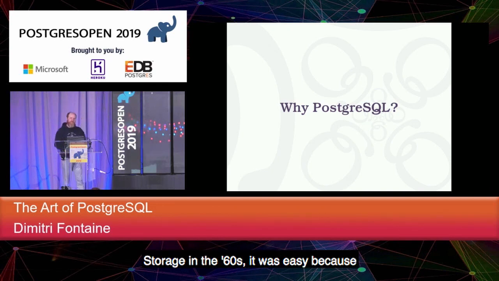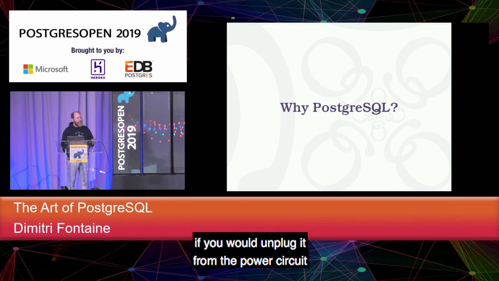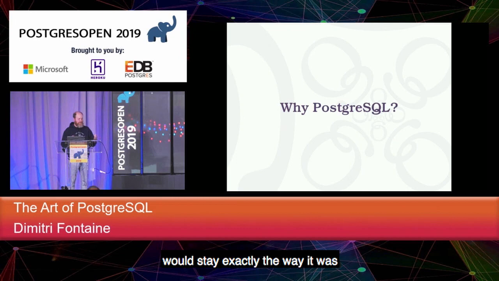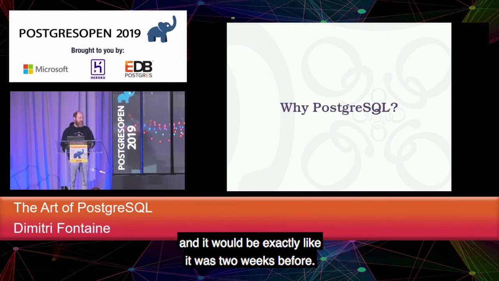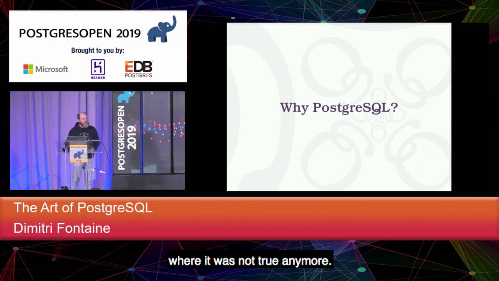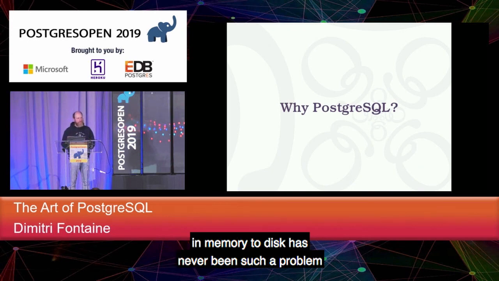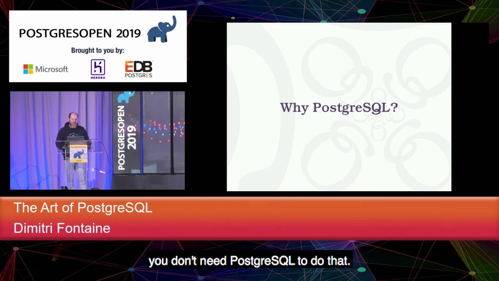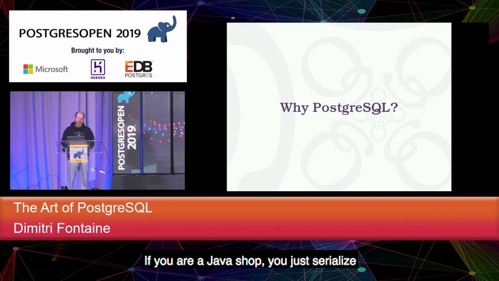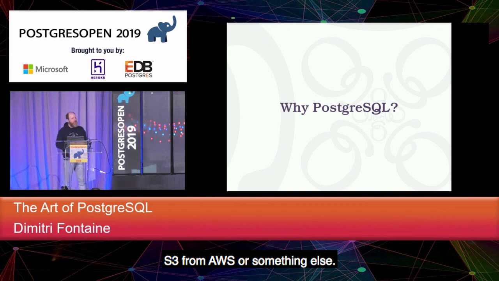It's not true. Storage in the 60s was easy because at the time, with the computers we had, if you would unplug it from the power socket, then anything that was in memory would stay exactly the way it was. And you could replug it a couple of weeks later, and it would be exactly like it was two weeks before. And in the 70s, we switched to other technology where it was not true anymore. But being able to serialize something that you had in memory to disk has never been such a problem in computing science. It's easy to do. Everybody knows how to do it. You don't need PostgreSQL to do that. If you're a Java shop, you just serialize your objects in XML and read them back, and that's it. So if storage is the problem, you go use, for example, on the cloud, blob storage from Azure, or maybe S3 from AWS or something else. So that's storage. PostgreSQL is not about storage.